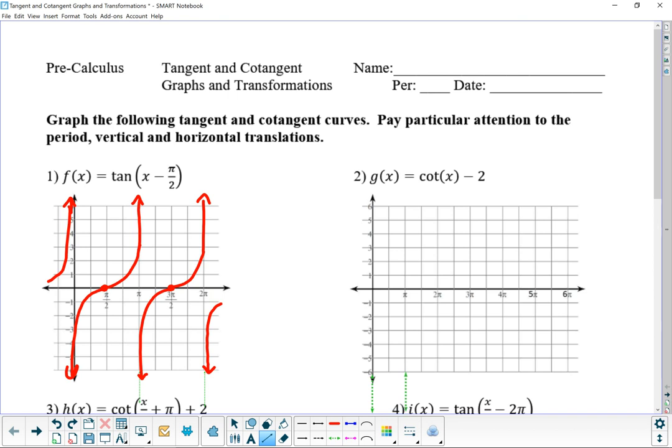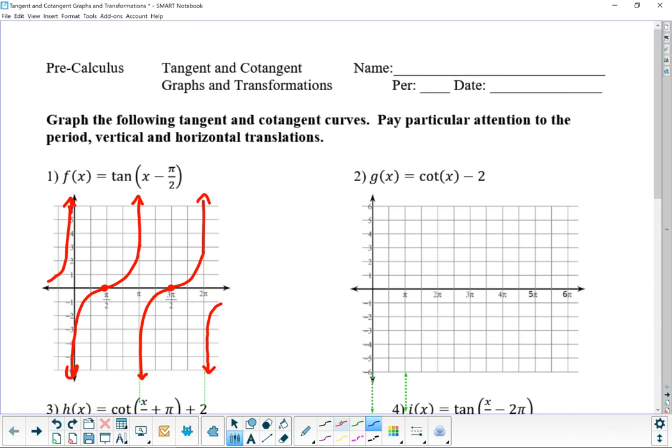Now each of these has a very different way of expressing pi. If you notice, on number 1, pi is 1, 2, 3, 4 blocks, right? On number 2, pi is only 2 blocks. So you have to go with what the graph is telling you. You can't just say pi is 2 blocks or pi is always 4 blocks. You have to go with what it tells you.